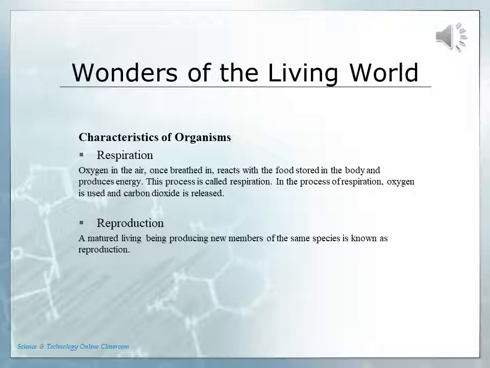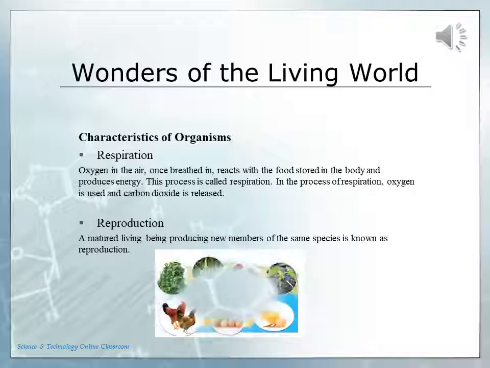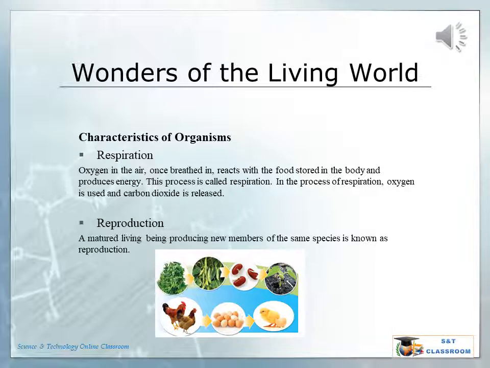Reproduction. It is obvious that every organism dies one day or the other. So, for the continuation of the living world, it is essential to have new generations. A matured living being producing new members of the same species is known as reproduction. Reproduction of organisms occurs in different methods. Reproduction is essential for the existence of living organisms. It's common for all organisms. Reproduction does not occur in non-living things.